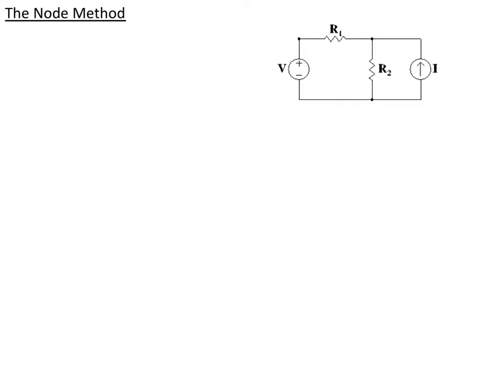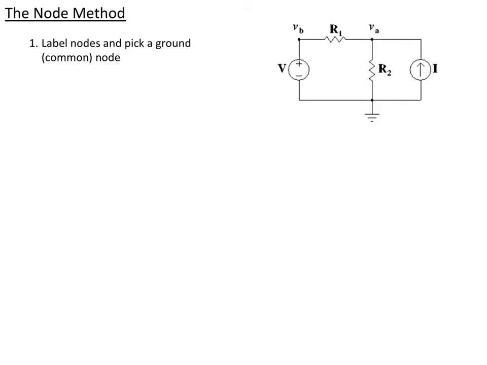So in the node method, we start by labeling the nodes. There are three nodes, one of which we pick as the ground node, or common. When we say that's the ground node, we're saying we're going to compare all the voltages to here. This has a voltage of 0. And so the voltage at node A, which we've labeled VA, and at node B, which we've labeled VB, are with respect to the 0 defined here.